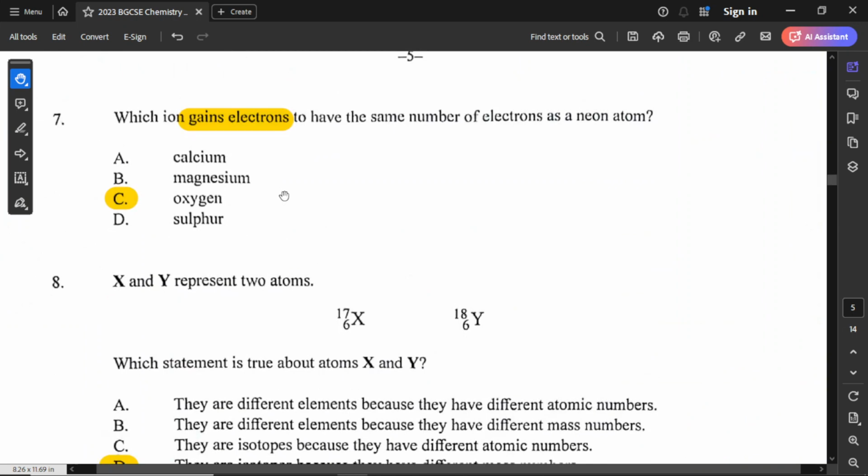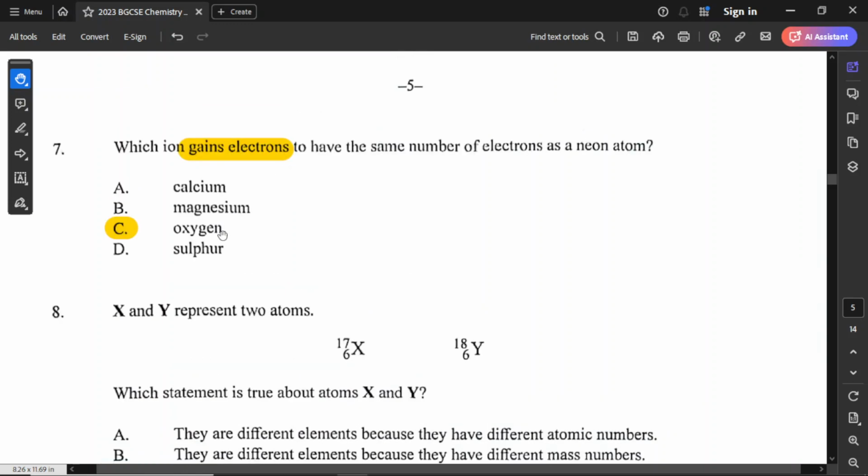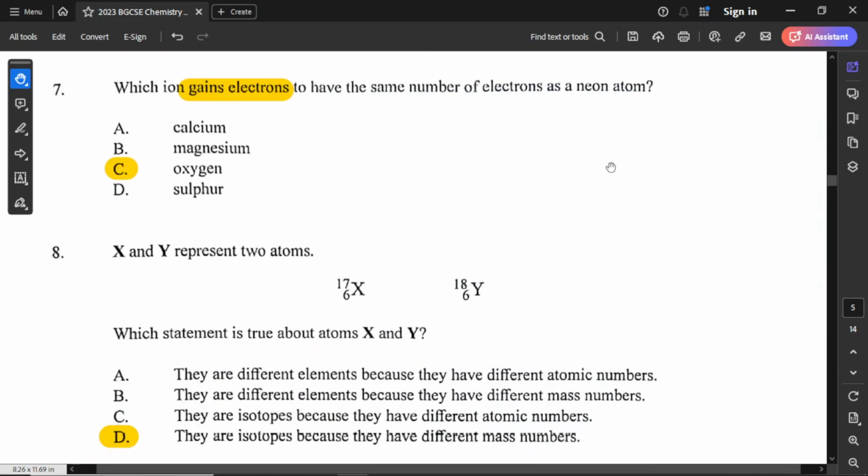For number 7, it said which ion gains electrons to have the same number of electrons as a neon atom? And this one is oxygen. As a matter of fact, the keyword here is it gains electrons, and so the non-metals will gain electrons. Neon has 10 protons or electrons. So if oxygen, which is 8, gains 2 electrons, then it becomes just like neon.